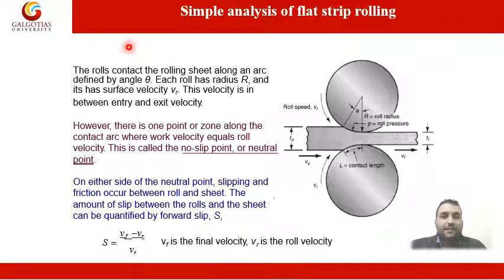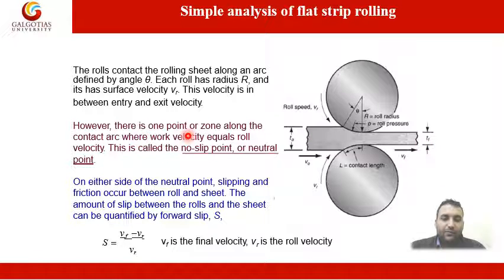The rolling contact is the angle over which the sheet is rolled along an arc, this is the contact angle theta. Each roll has a radius r, and its surface velocity is vr. The roll is rotating with the velocity vr in this direction. This vr value is in between the inlet velocity and the outlet velocity.